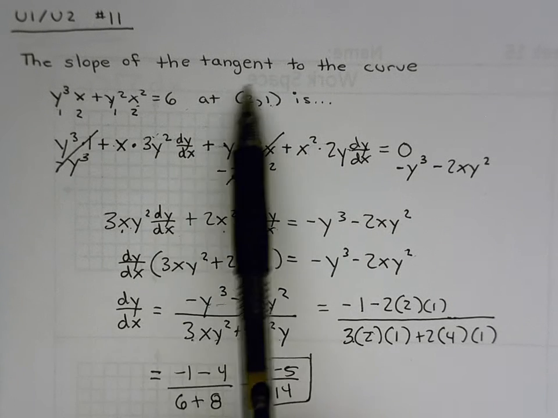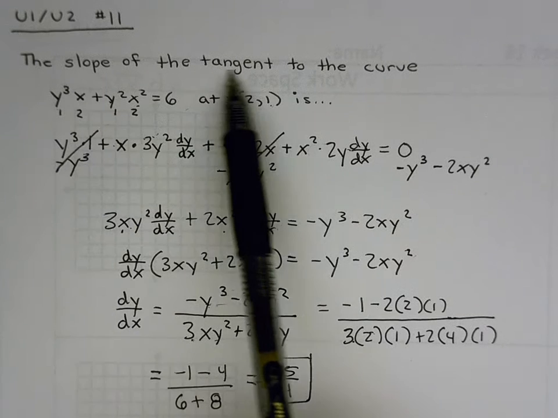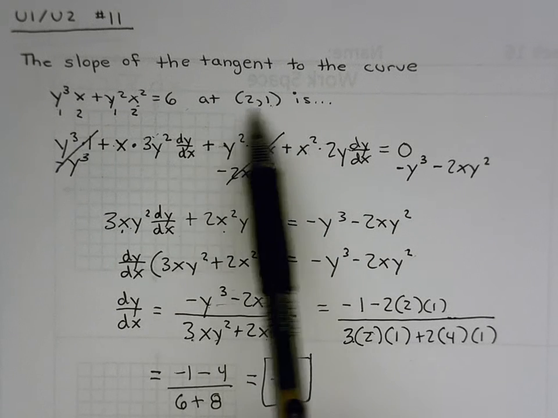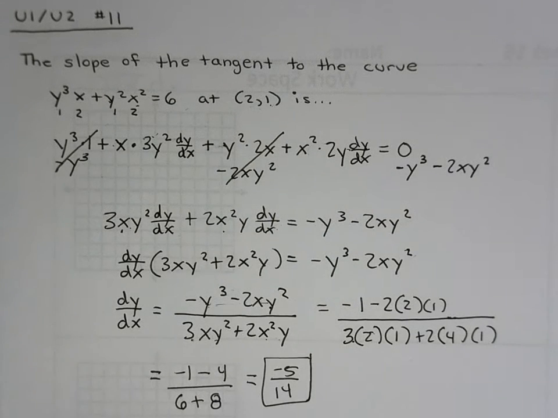They didn't give me dy dx. They asked me to find dy dx. They only gave me x and y. And so you could plug the x and y in, and then you would have whole numbers. You'd still generate -5 over 14 if you wanted to do it that way.